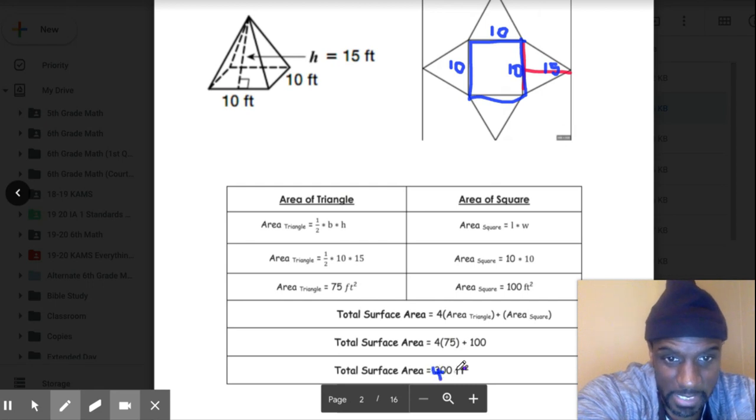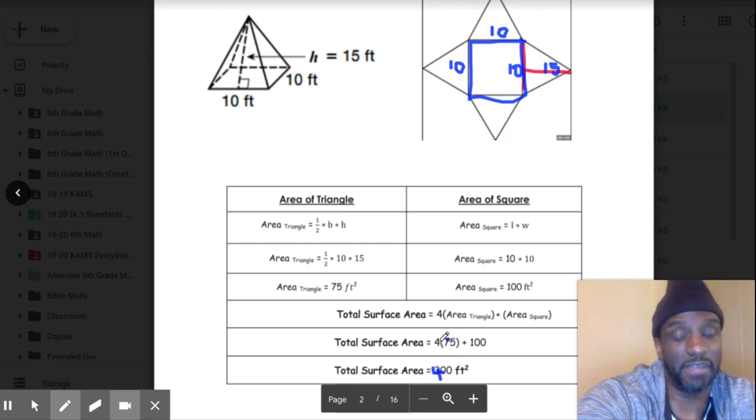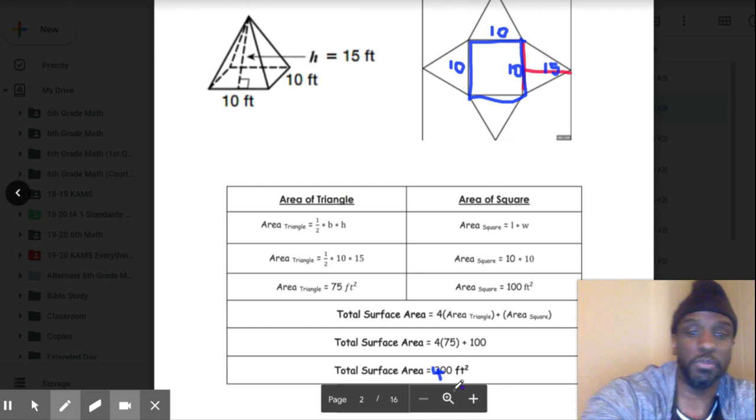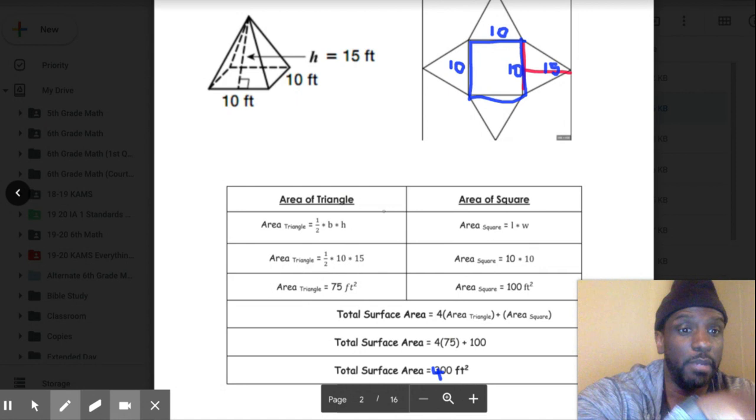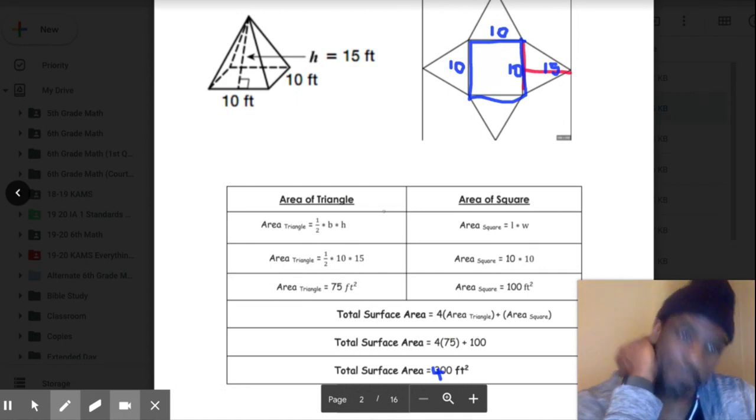The reason I'm saying that is because 4 times 75 is 300. 300 plus 100 is 400. So it should be 400 feet squared, okay? The total area of this pyramid, surface area, is 400 feet squared. Got that? Now, here we go.